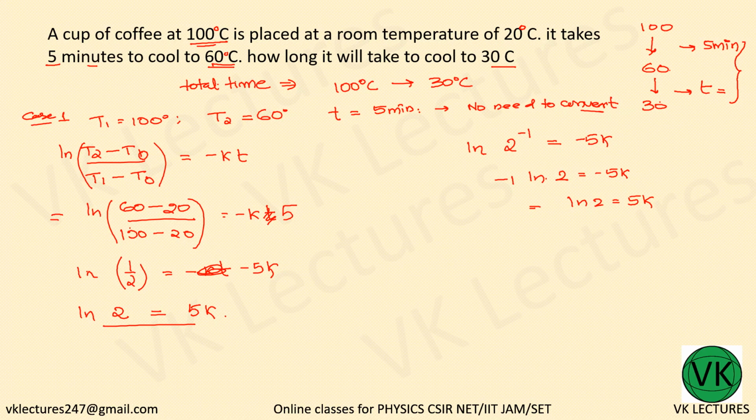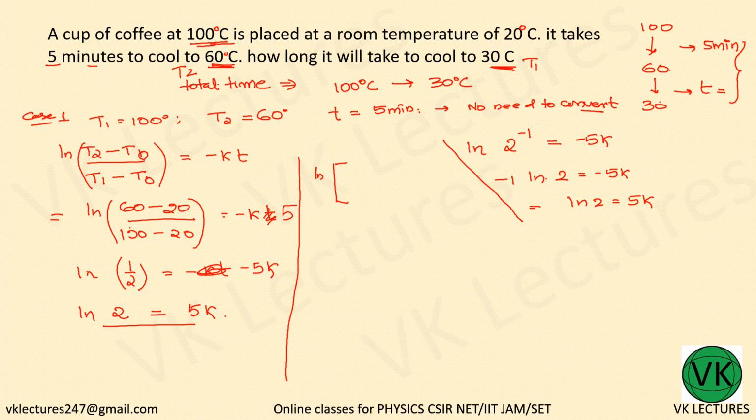Now the second part of the question. What does the second part of the question say? It is cooling from where to where? 60 to 30. Either you can take 60 to 30 or 100 to 30 also. If you take 100 to 30, directly you will get the answer. If you take 60 to 30, you have to add that 5. Okay, we will do this. Log of, it is cooling from 60 to 30.